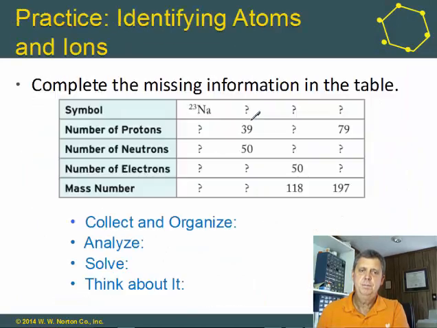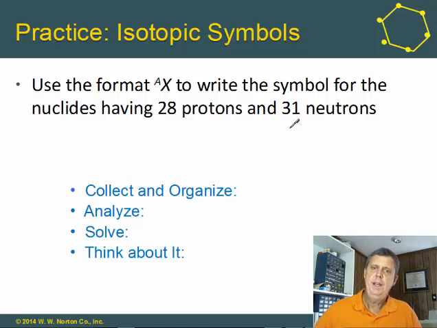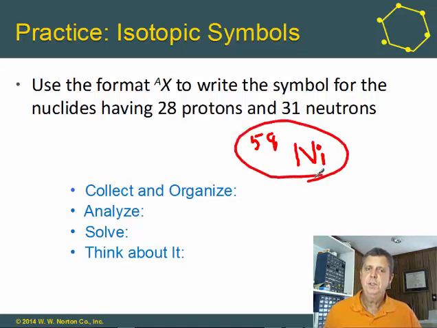So we go back here, and we have nickel, and we want to put the mass number up here at the top. That's the sum of protons and neutrons. So 28 plus 31, of course, gives you 59. So that will be the isotope notation for this nuclide.